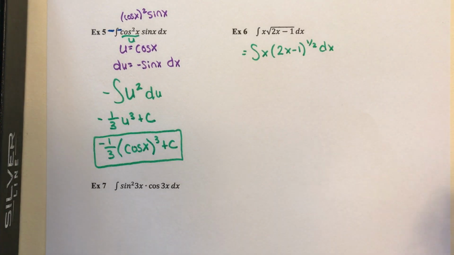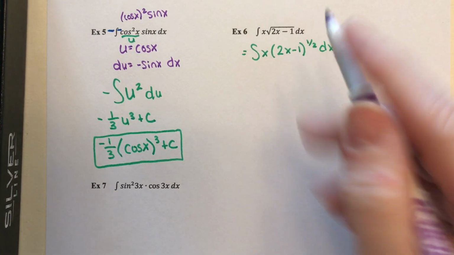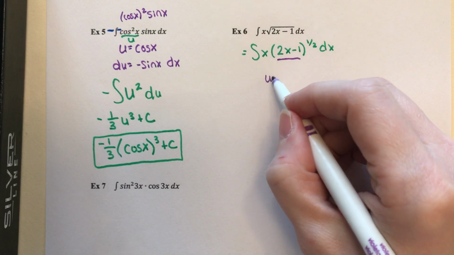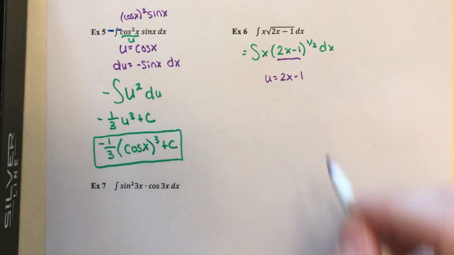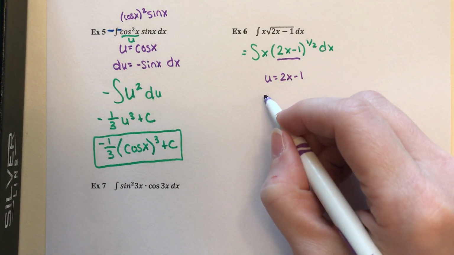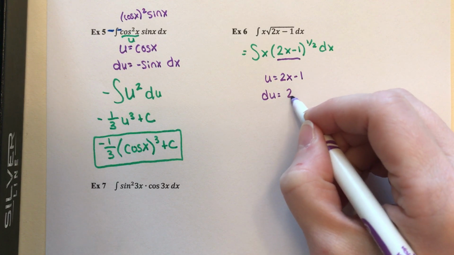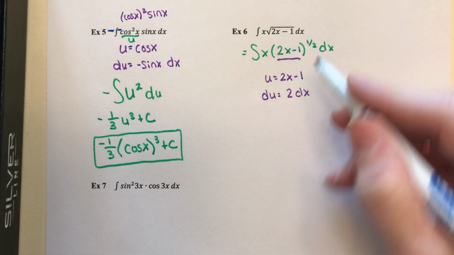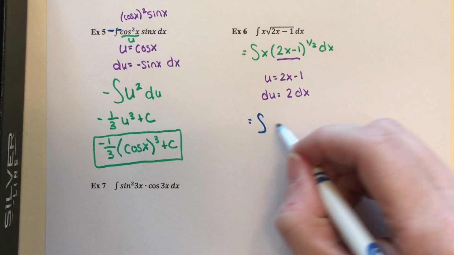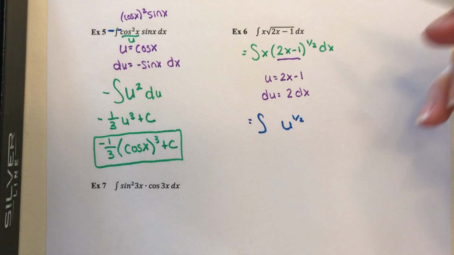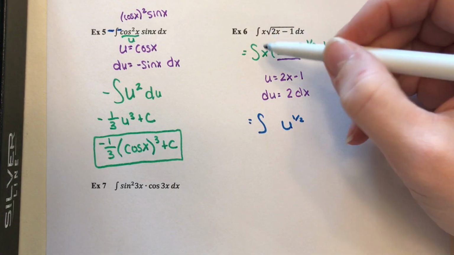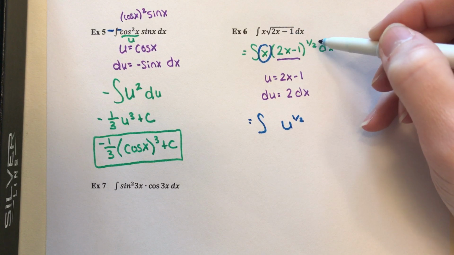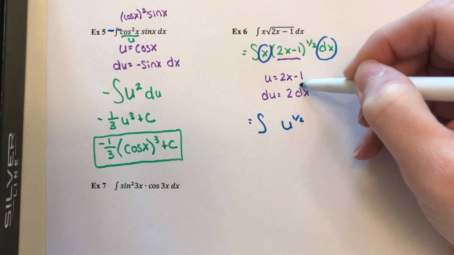So right away I see an inside part. So let me underline this. We've got u is equal to 2x minus 1. So du would be 2 dx. And here's where we have an issue. This part's okay, right? I'm going to rewrite this right down here. U to the 1/2. The problem is I have an x dx in the problem, not a 2 dx.